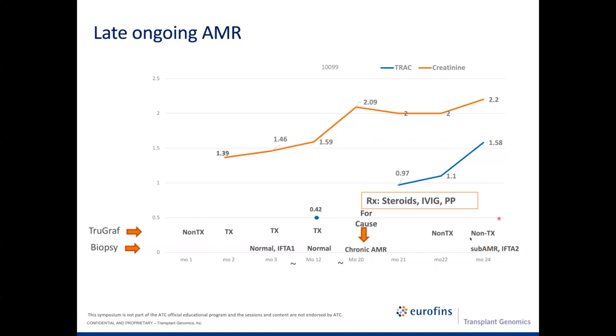And what this tells us is the patient probably wasn't adequately treated here, and either the increasing cell-free DNA or the non-TX TruGraf would have indicated that maybe we should have biopsied this person earlier. Again, being an observational trial, these test results were not available at the time.